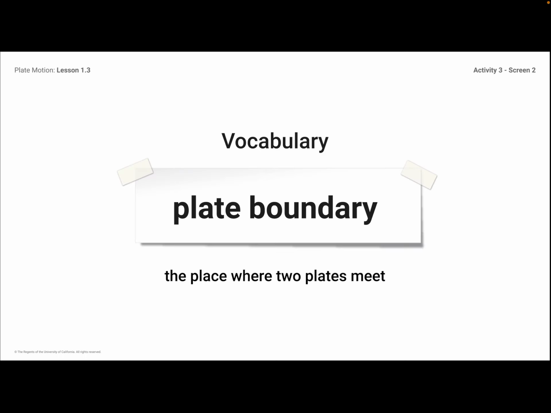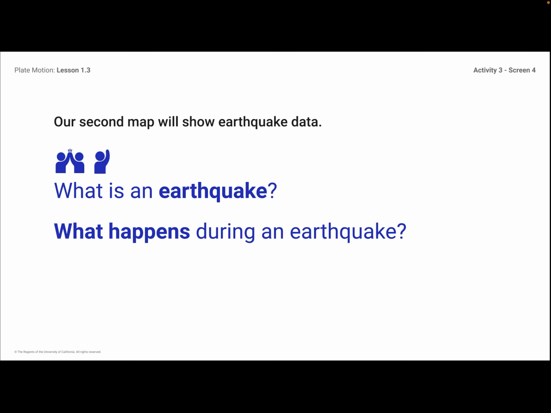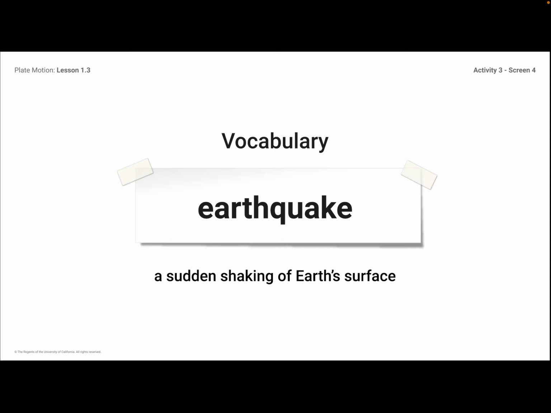Now, if I continue, I want to ask you about earthquakes. What happens during an earthquake? Somebody in first period said, well, the earth shakes. It's when the ground moves. And that's exactly right. Our vocabulary term earthquake is defined as a sudden shaking of Earth's surface.